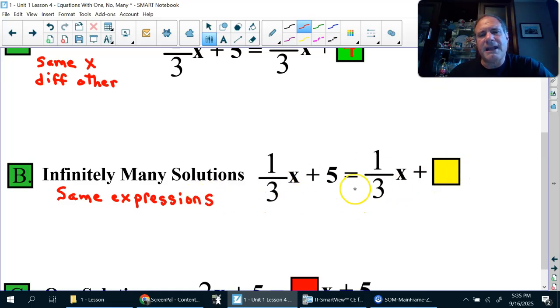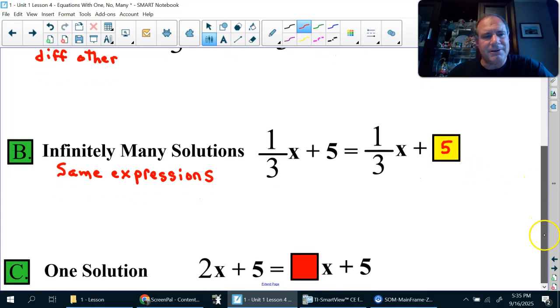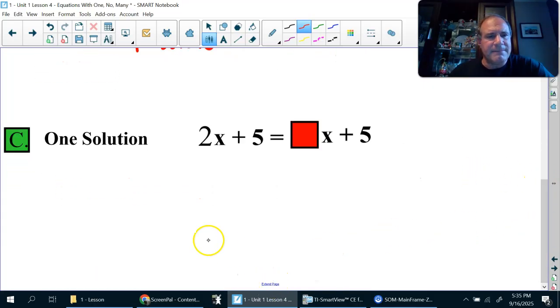So this is 1/3 x plus 5, 1/3 x plus 5. It only could be one number. One solution, that means we have different values of x. It has to be. So this could be, say, 5x.